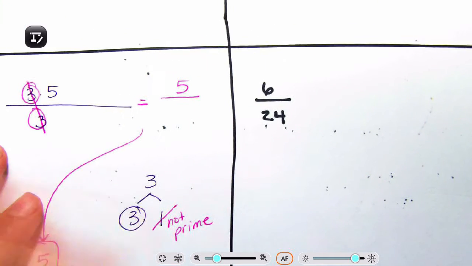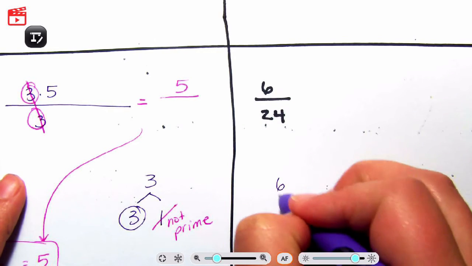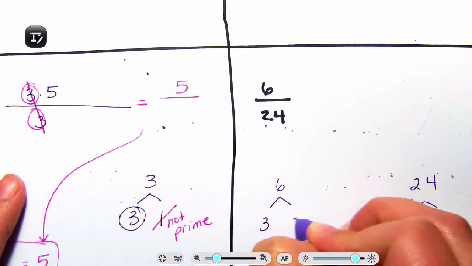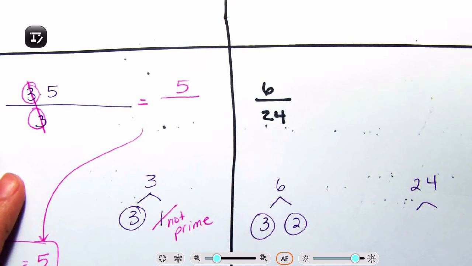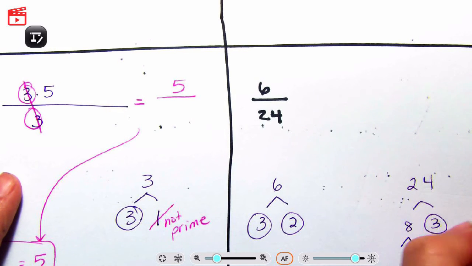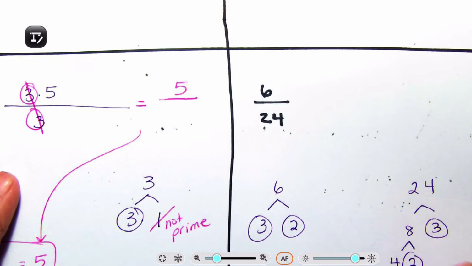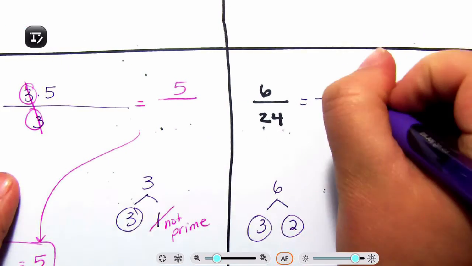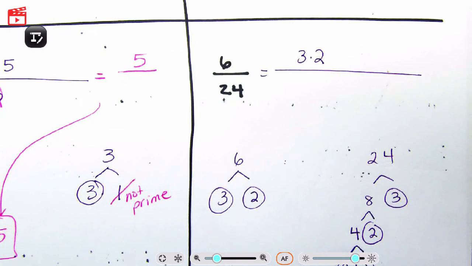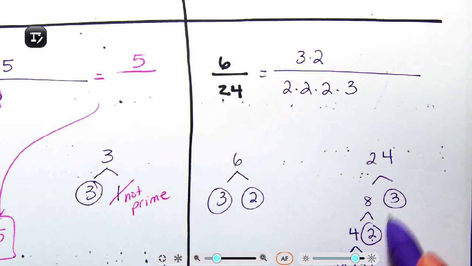Let's do one last example. 6 over 24. We're going to factor out to our prime factors, 24. 6 is 3 times 2. 2 is prime. 3 is prime as well. 24, you can do many things. I'm going to do 8 times 3. 3 is prime. 8 is not prime, so I have 4 times 2. 2 is prime. 4 is not prime, so I have 2 times 2. A lot of 2's in this one. 3 times 2 are my prime factors for 6. For my prime factors of 24, I have 2 times 2 times 2 times 3.